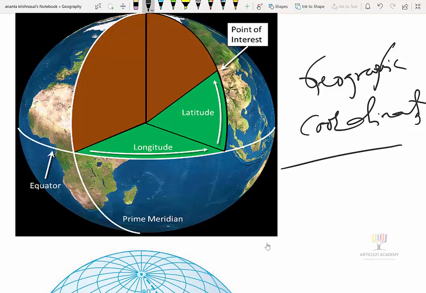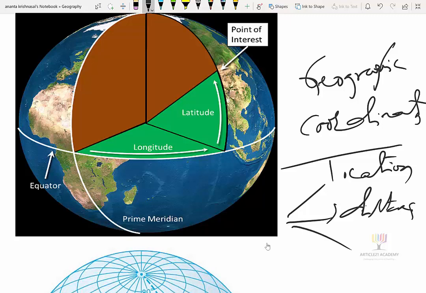So with the help of these coordinates, there are three things that we do. Number one, location. Number two, distance. And number three, direction. And this is how latitudes and longitudes give you more scientific information than the parallels. What is the latitude of a particular place on the surface of the Earth?